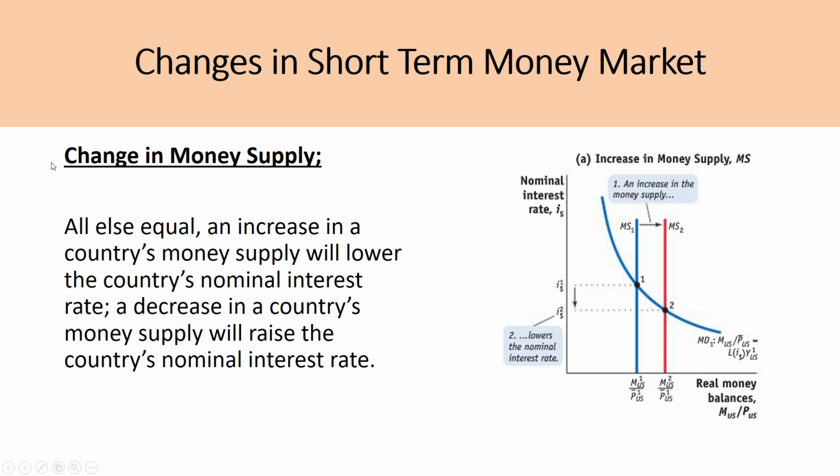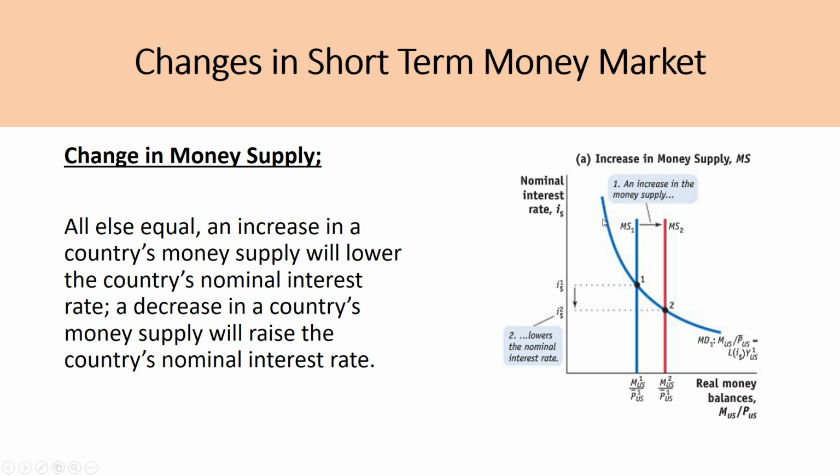So say, for example, the money supply changes. A money supply change is the easiest thing to represent in the money market, because really money supply is just a vertical line. It's not influenced by the nominal interest rate because the central bank sets it. So if the central bank decides to increase money supply, it's a rightward shift. If they decide to decrease it, it's a leftward shift.